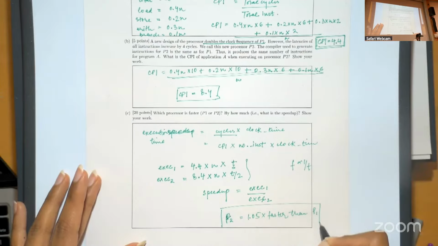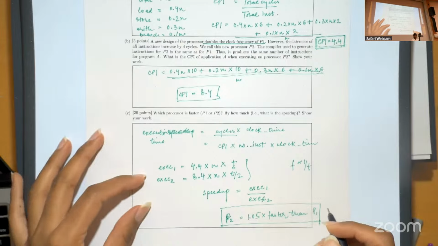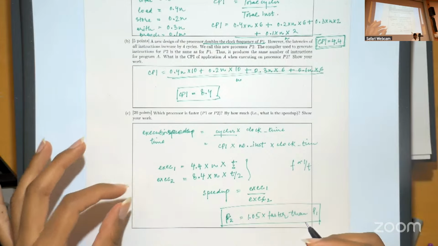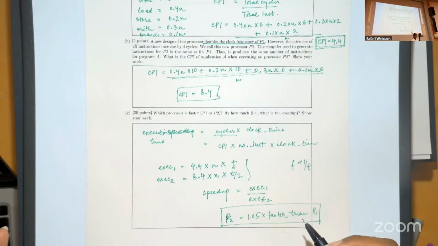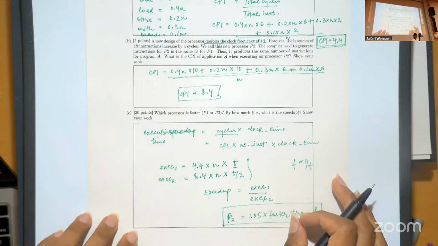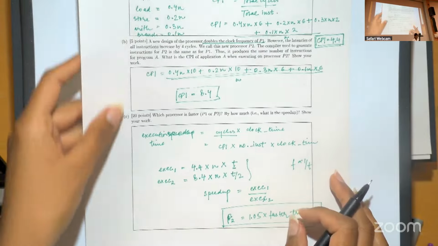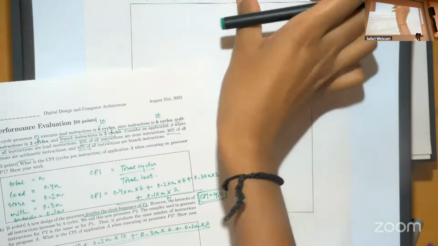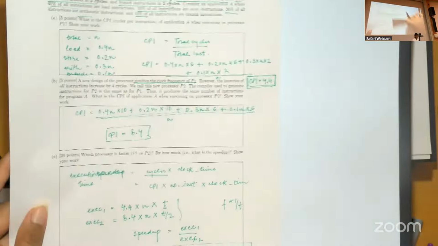So this is again simple. You just have to calculate the execution time of the two processors and then divide them to calculate the speedup. Are there any questions? Okay. So this is the last part.